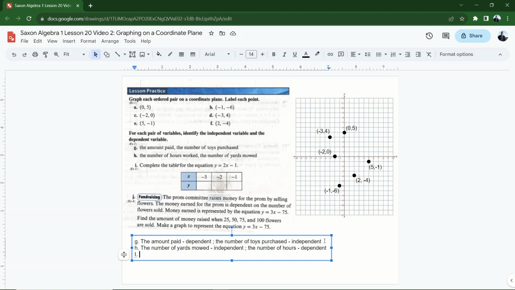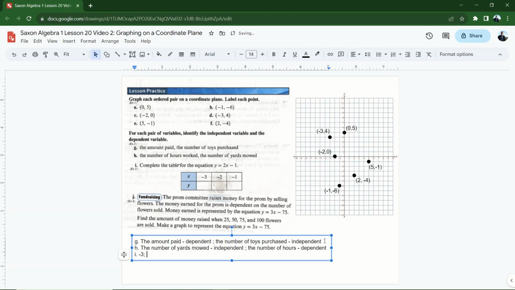What we're going to be doing here is completing the table for the equation y equals 2x minus 1. One of the ways that we graph equations is we fill in a table with several points, and then we turn those points into coordinates on a coordinate plane. All we have to do here, though, is complete the table. So we're not putting anything on a coordinate plane in this one. What I need to do is figure out what value goes below -3.